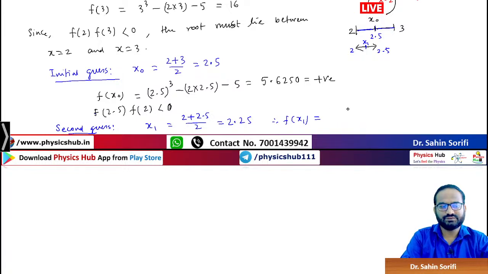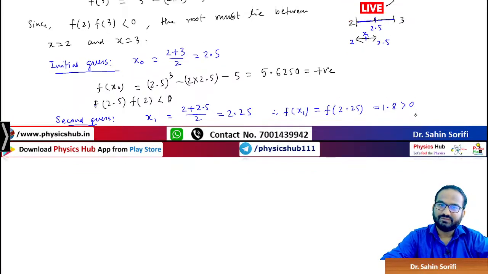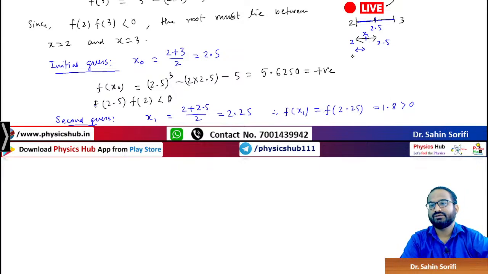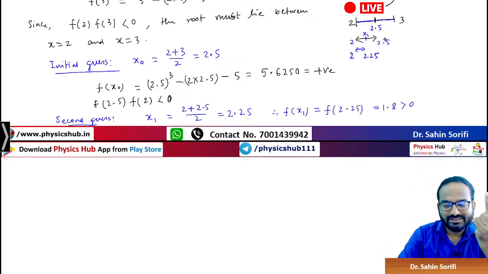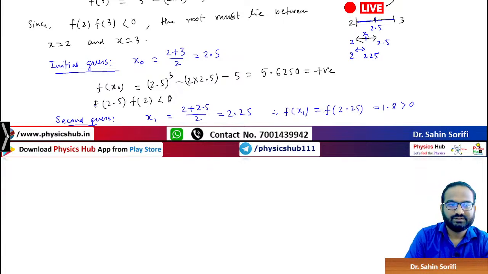You can put the values. F of 2.25, so this will come around 1.8 and it will come out to be positive, greater than 0. So if this comes out to be positive, it means the root is lying between 2 and 2.25. So what is happening? The range is getting narrowed down. So it will act like a funnel, right?